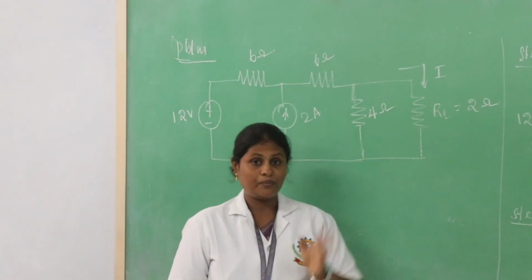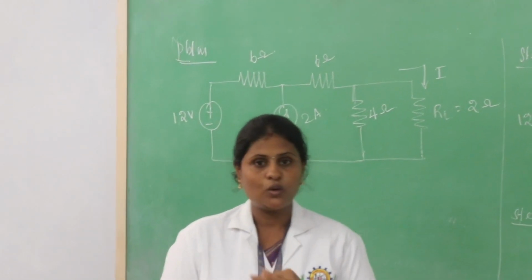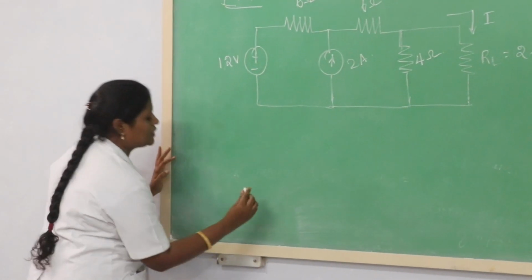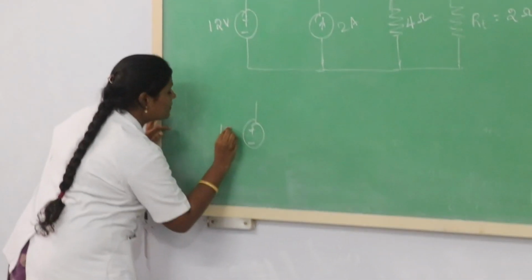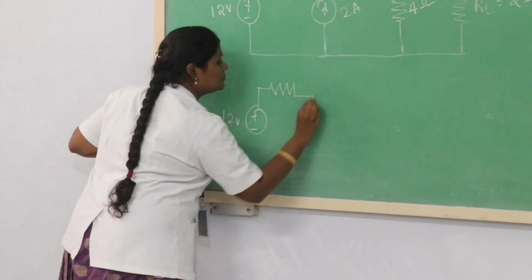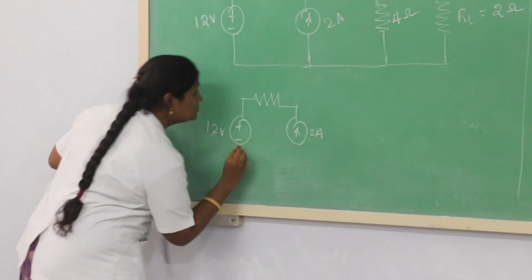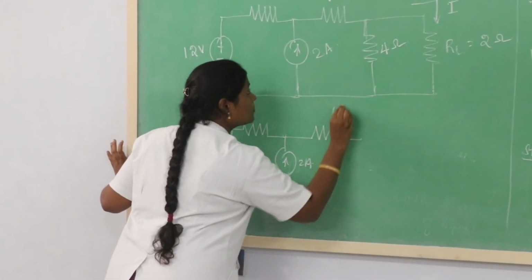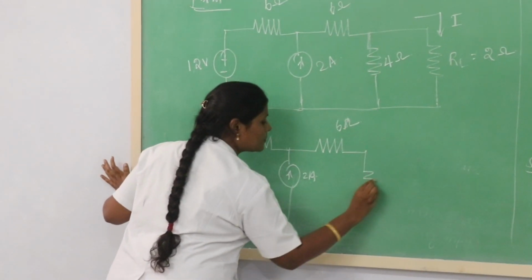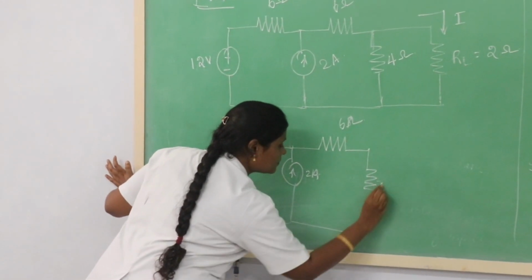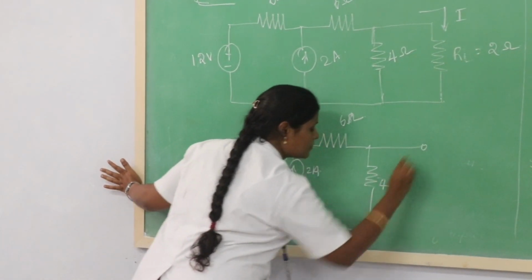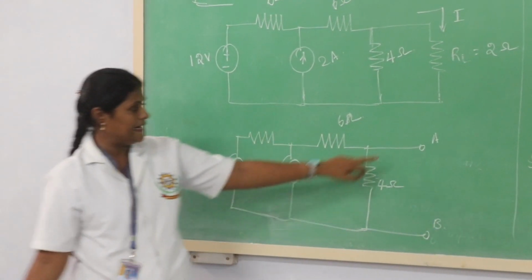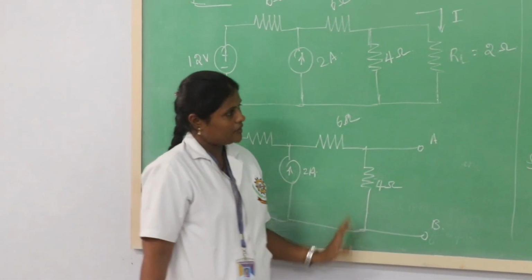Step 2 is to remove the load resistance. To remove the load resistance, you can redraw the circuit, remove the load resistance, and label the terminals as A and B.